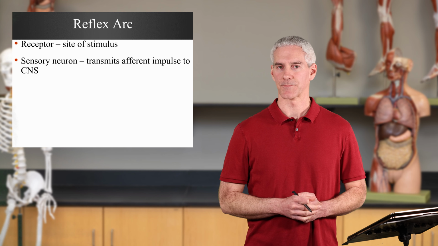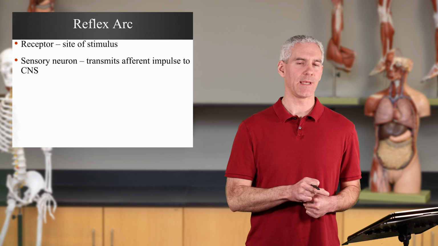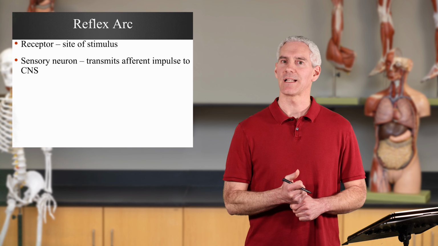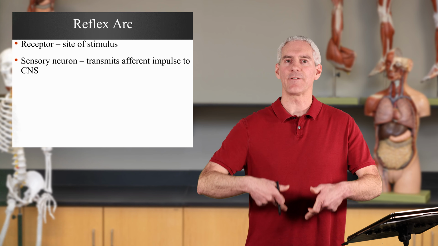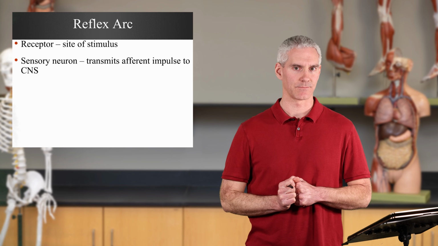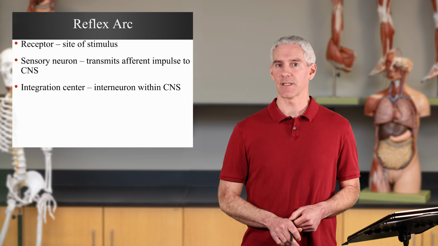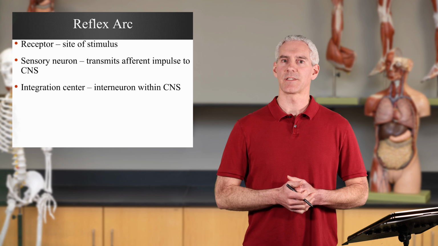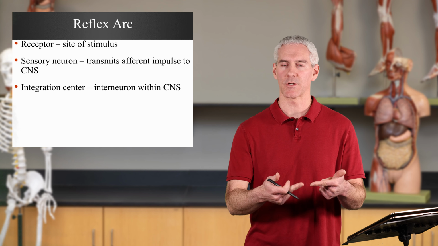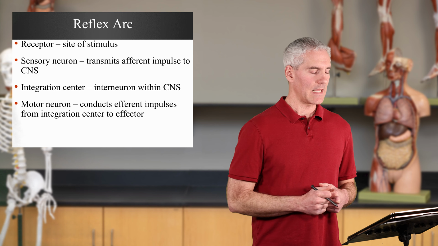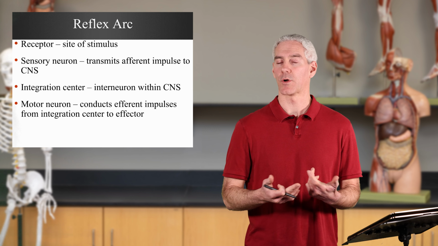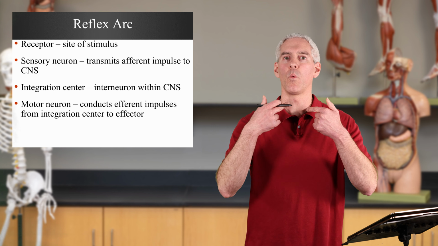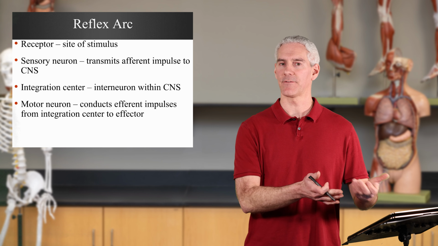You then have the sensory neuron. That sensory neuron will carry the information from the receptor into the central nervous system. So that's an afferent pathway, bringing information into the central nervous system. You then have the integration center, spine or brain, central nervous system. One of the 2 pieces of the central nervous system will determine what needs to happen, what the reaction should be. It then has the motor output, the motor neuron. The motor neuron will carry the efferent information away from the central nervous system out to an effector.